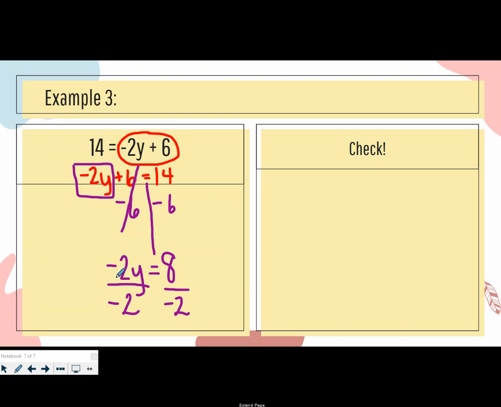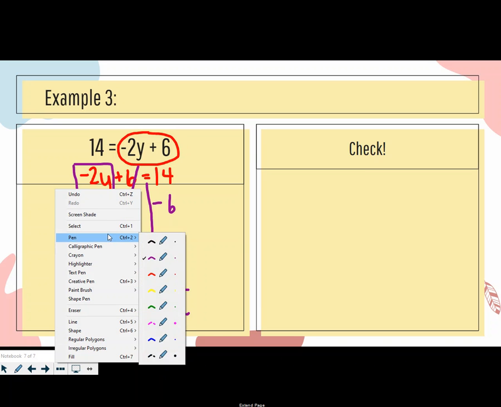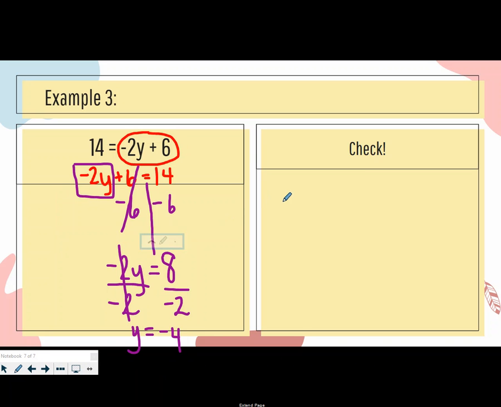The reason why we do that is because negative 2 divided by negative 2 cancels out. I'm left with y equals 8 divided by negative 2. And 8 divided by negative 2 is negative 4. When I want to go check, I've got negative 2, and instead of y, I'm going to plug in what I got for y, so negative 4 plus 6 equals, I should get 14.